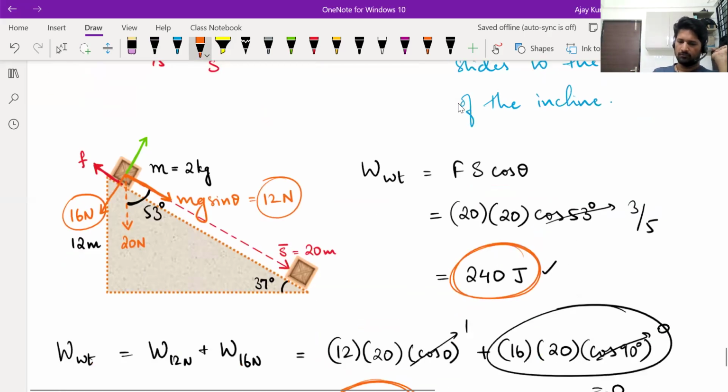Next force is the normal force. Pawan, tell me how much work you think normal force, or first tell me how much is the normal force acting in this case? Sir, 16 newtons. 16 newtons. Correct. Now tell me how much work it will do.